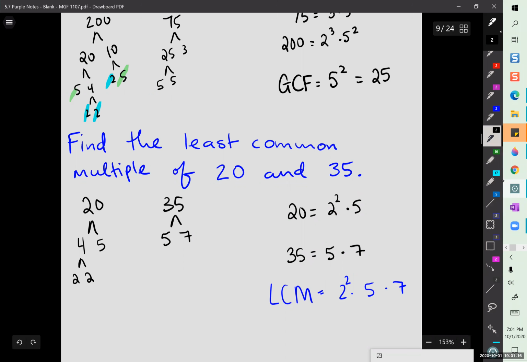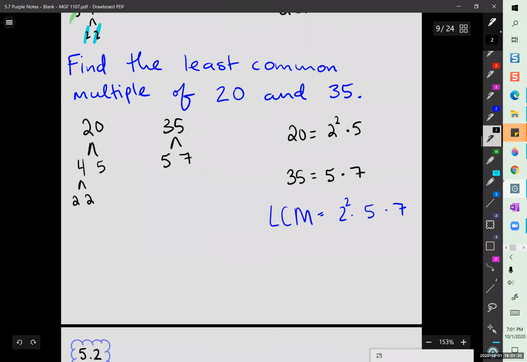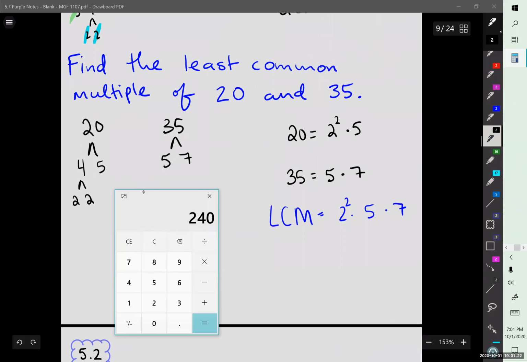So 5 to the first, we can just leave it like that. 7 is by itself, 7 to the first. So the least common multiple is this, and if we multiply that out, we would get 140.